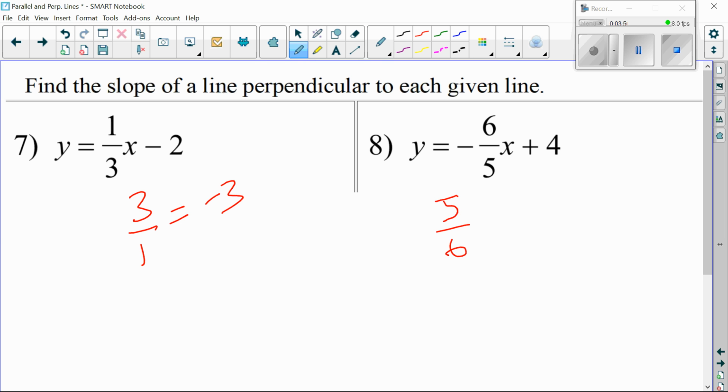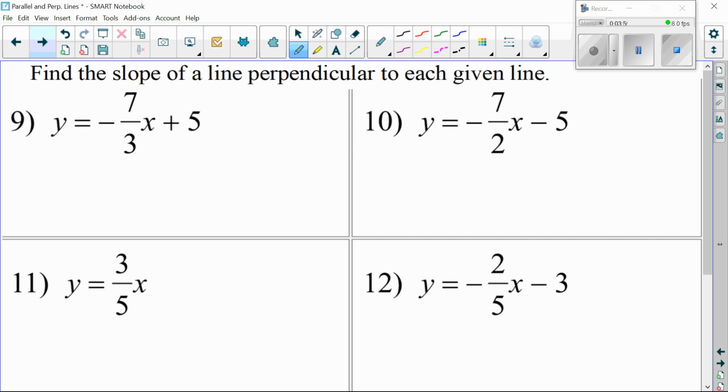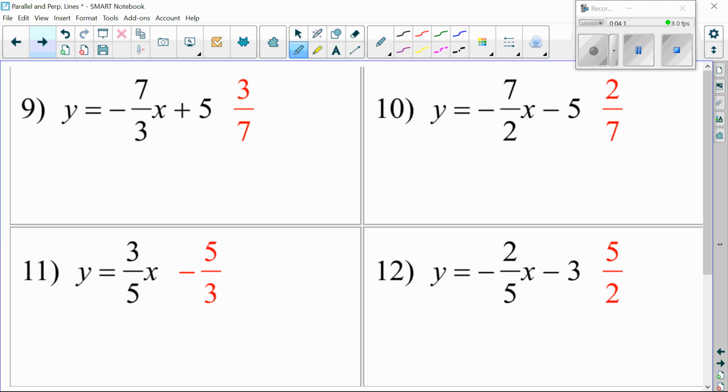Take a look at these problems and see if you can find the opposite reciprocal. Pause the video if you need to. Okay, with these, you should have these as your answers. So to recap, 2 lines that are parallel will have the same slope, and 2 lines that are perpendicular are going to have opposite reciprocal slopes.